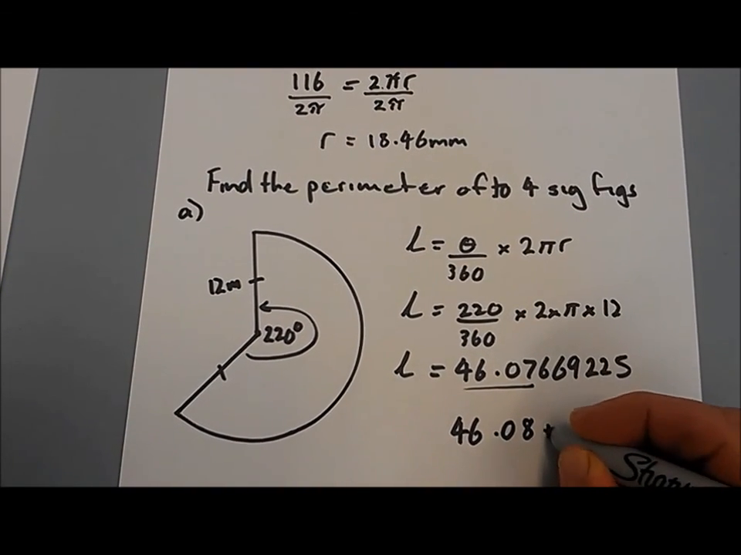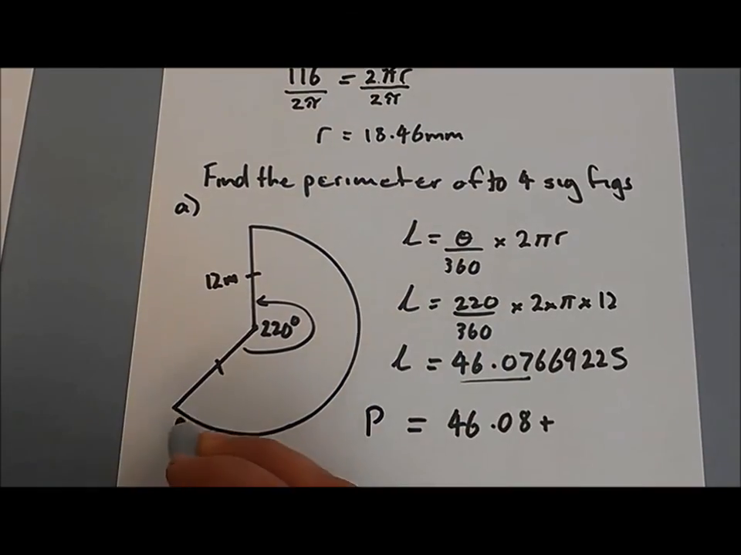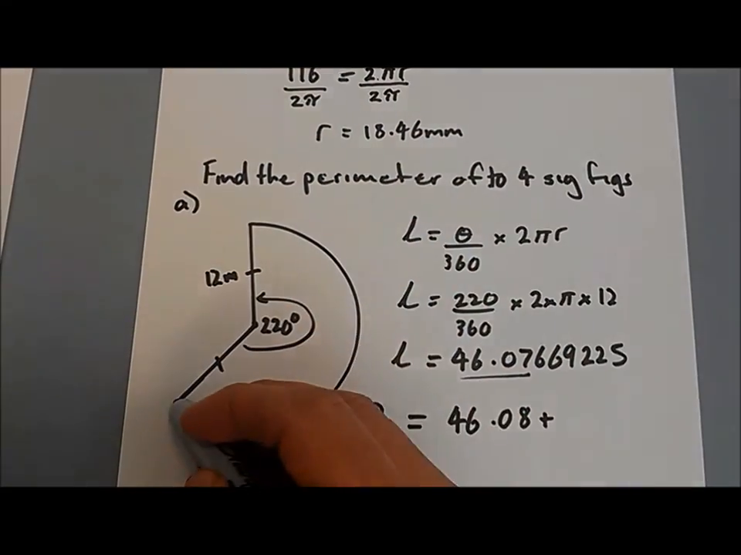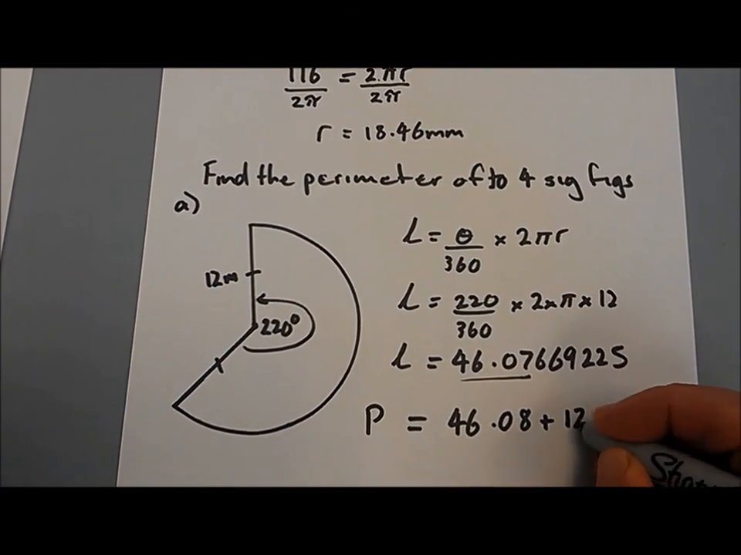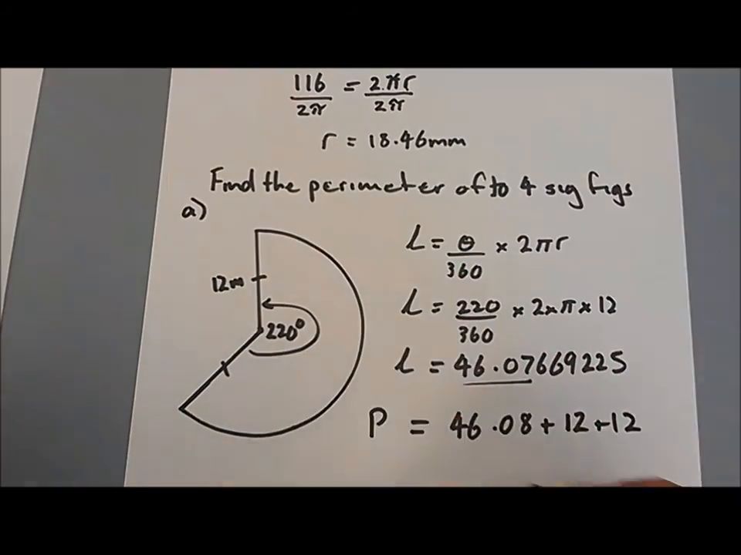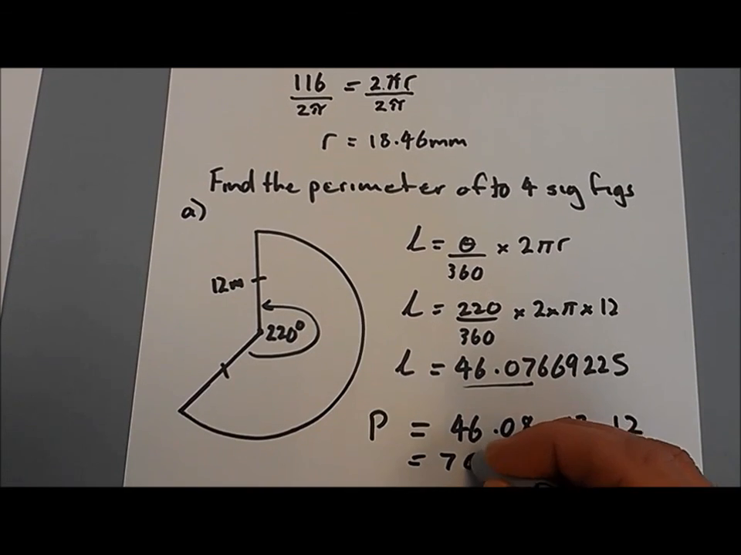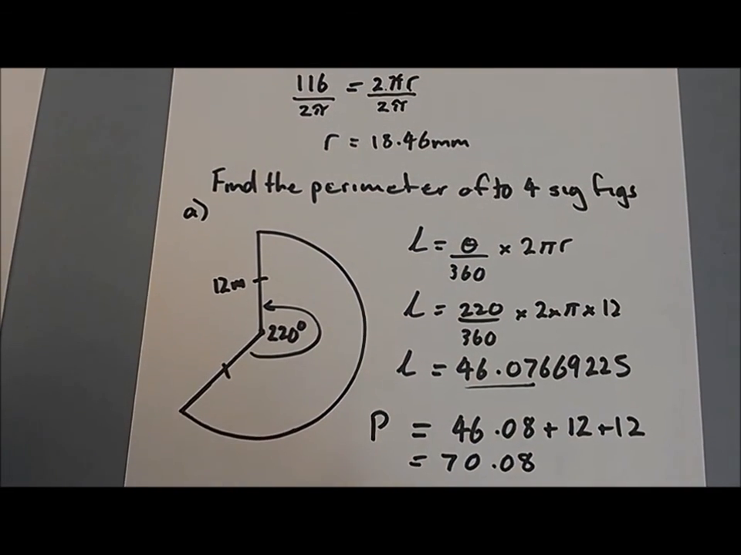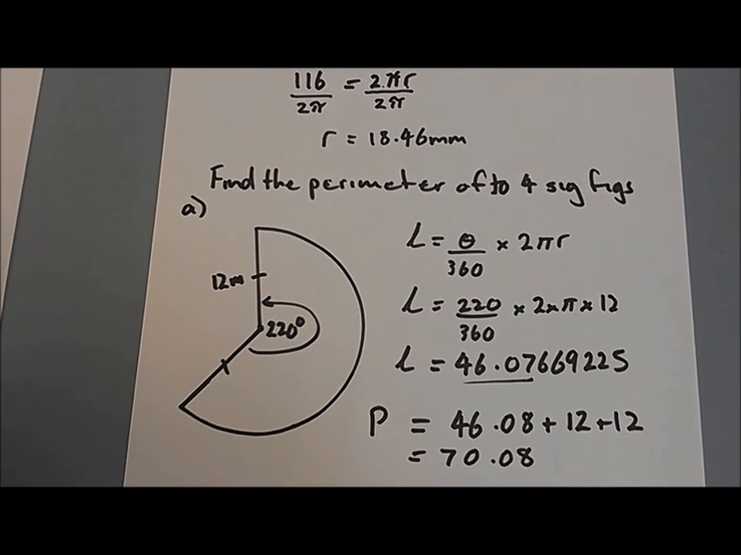46.08, but then I also have for my perimeter these two sides here, 12 plus another 12, and that completes the entire outside boundary of the shape. So I get 70.08 to 4 significant figures.